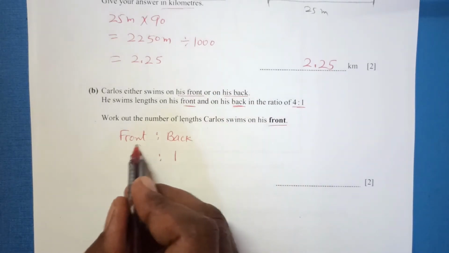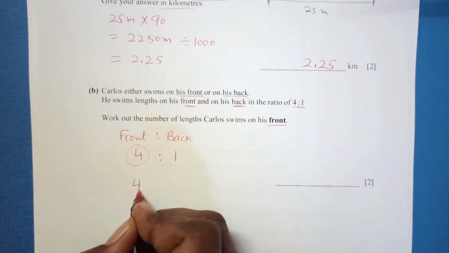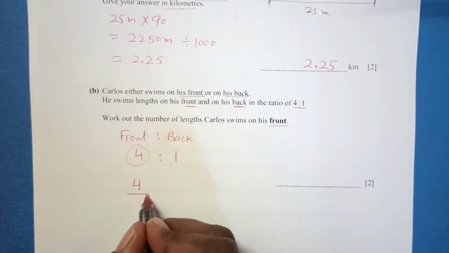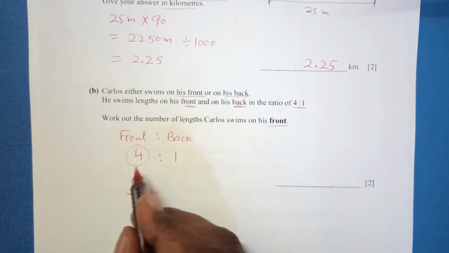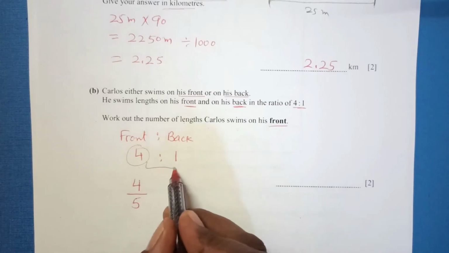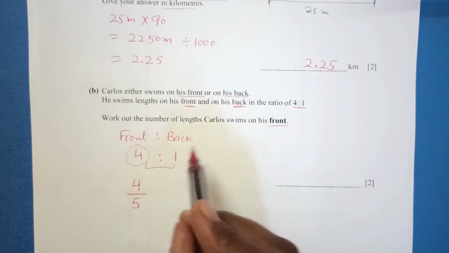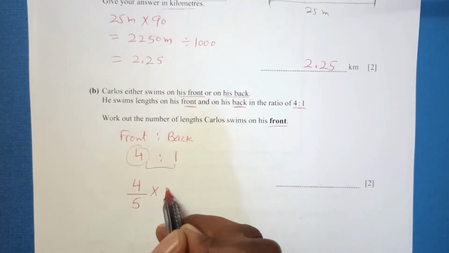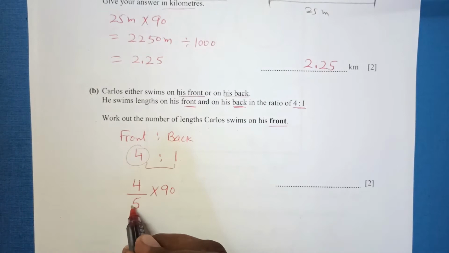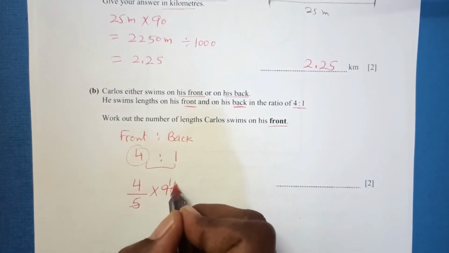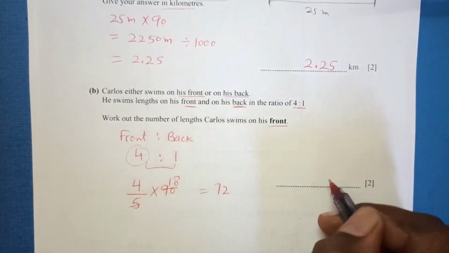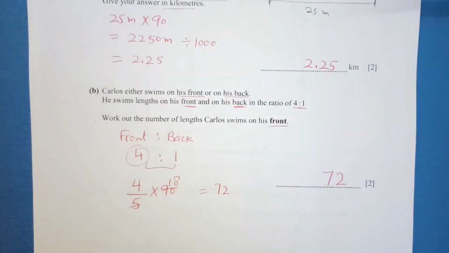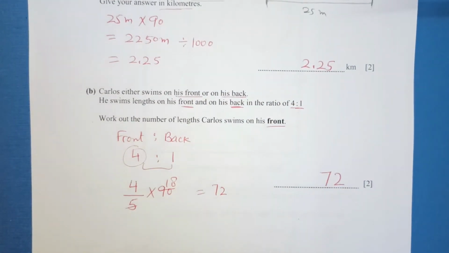On his front he covers 4. If the ratio is 4, it is out of 5, which is the total of 4 and 1. The total was 90 lengths, so times 90. When you simplify, it will be 18 times 4, which is 72. So the answer is 72 lengths that he swims on his front.